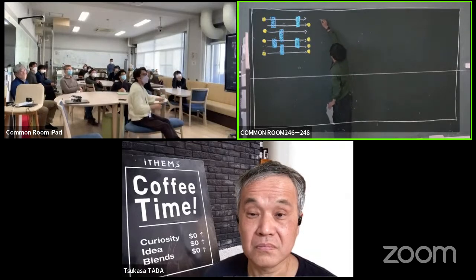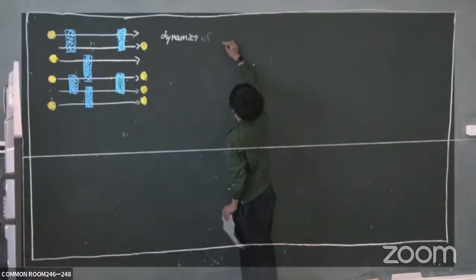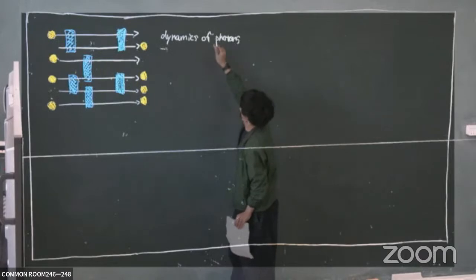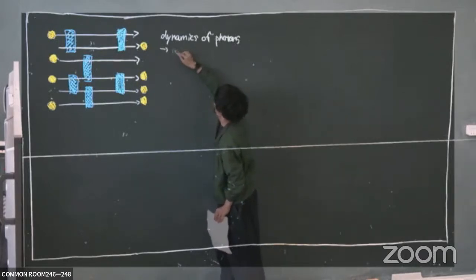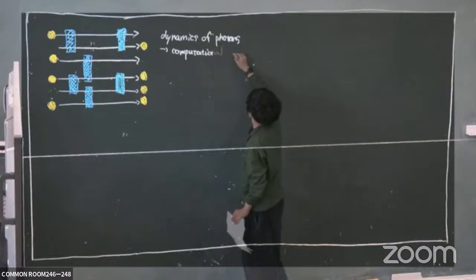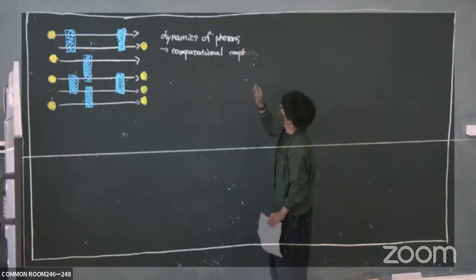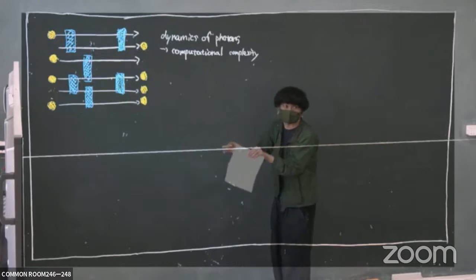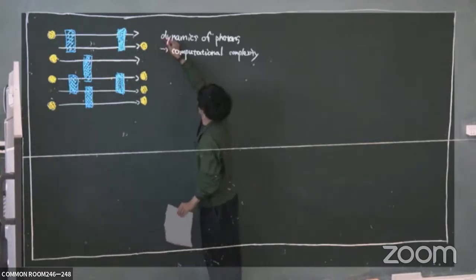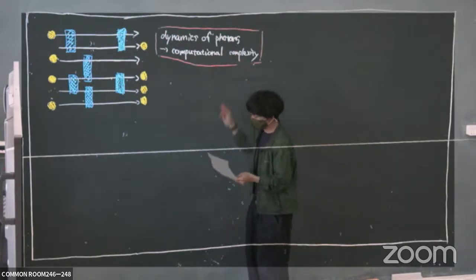So my take home message is, if we consider the dynamics of photons, such a situation is profoundly related to computational complexity, and to the work field of physics and mathematics. So I think such a relation is very interesting, and I want to introduce such concepts.